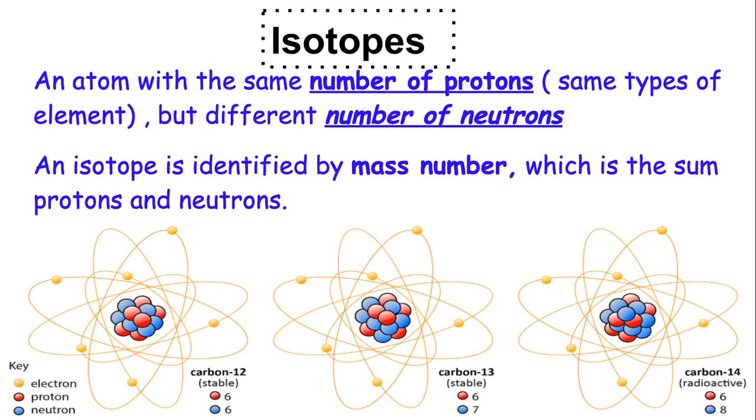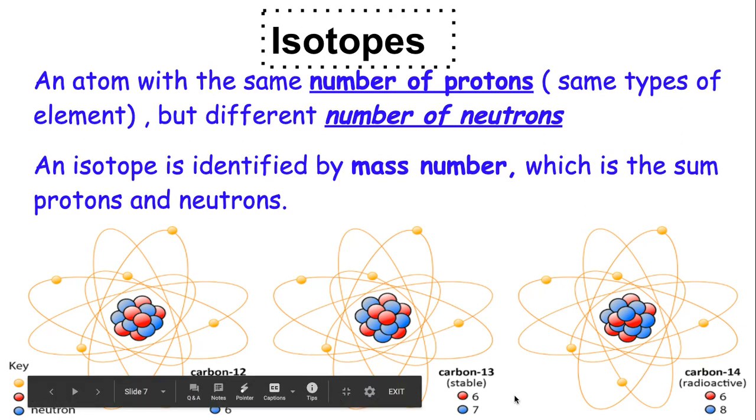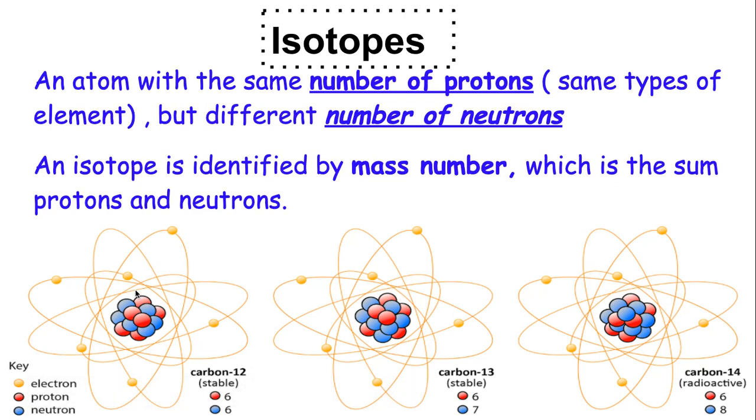Neutrons is our blue one. So neutrons is this. This has 8 neutrons. This has 7 neutrons. And then this one has 6 neutrons. So because it has a different number of neutrons, they're going to have different masses. They're different forms of carbon.